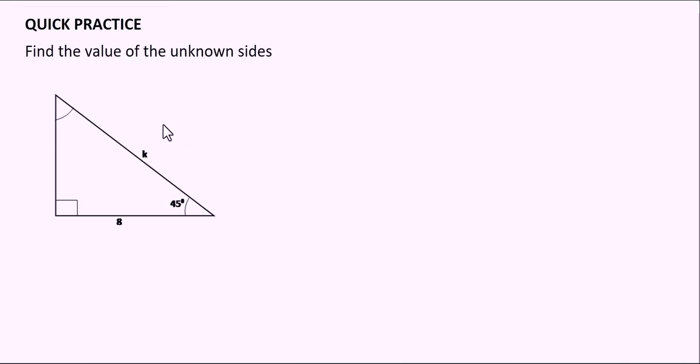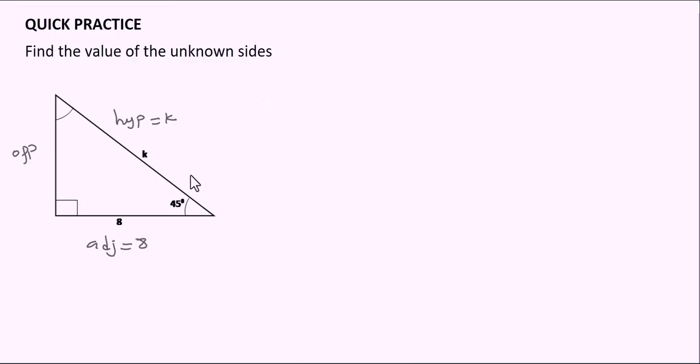Now, find the value of the unknown side. Okay, so we know that the reference angle is 45. Therefore, this is our opposite, right? And this is our hypotenuse, which is given as k. And here is our adjacent, which is given as 8. If you can do this, then you are almost done with solving this question.